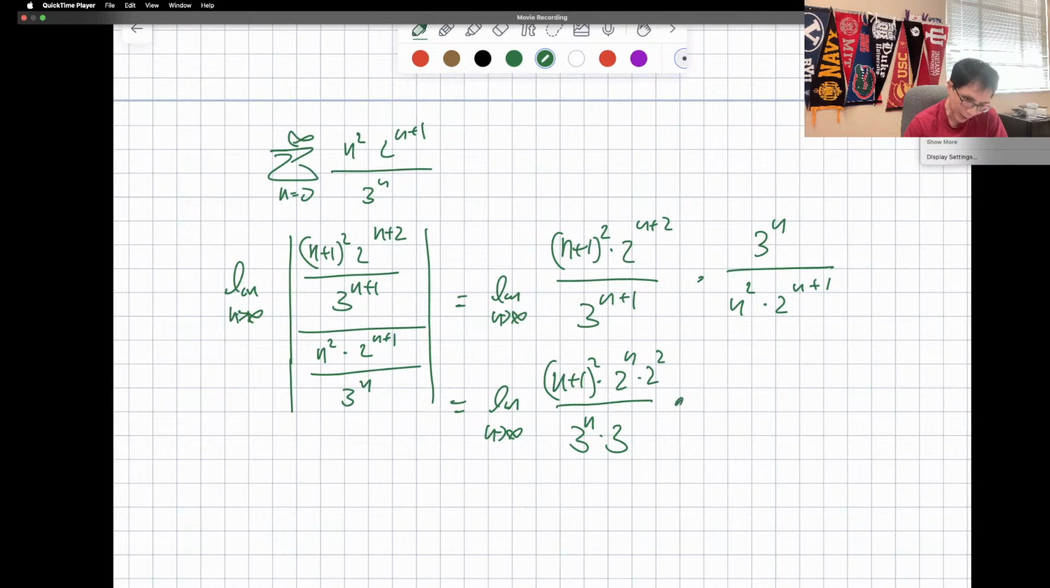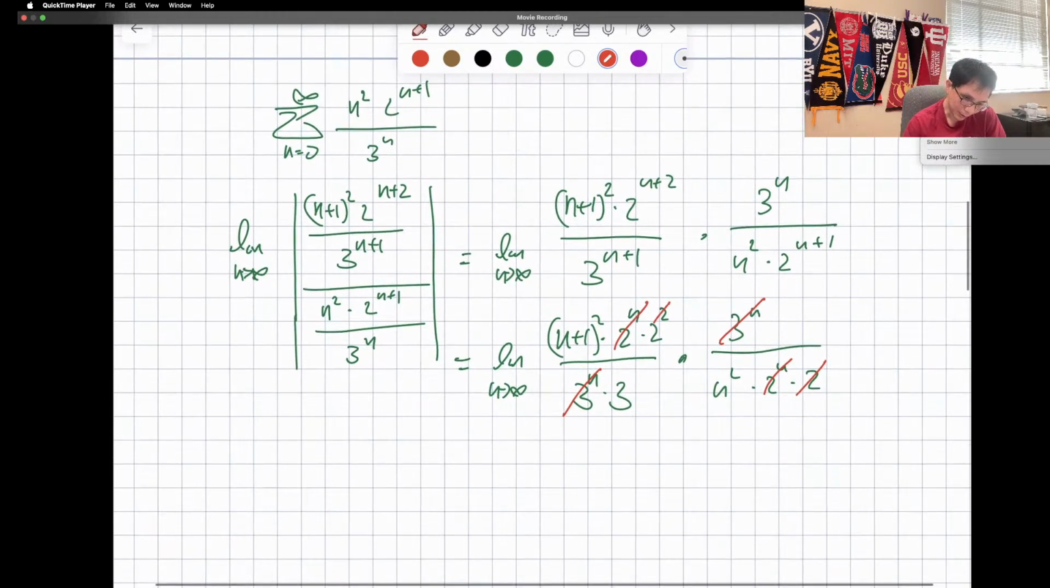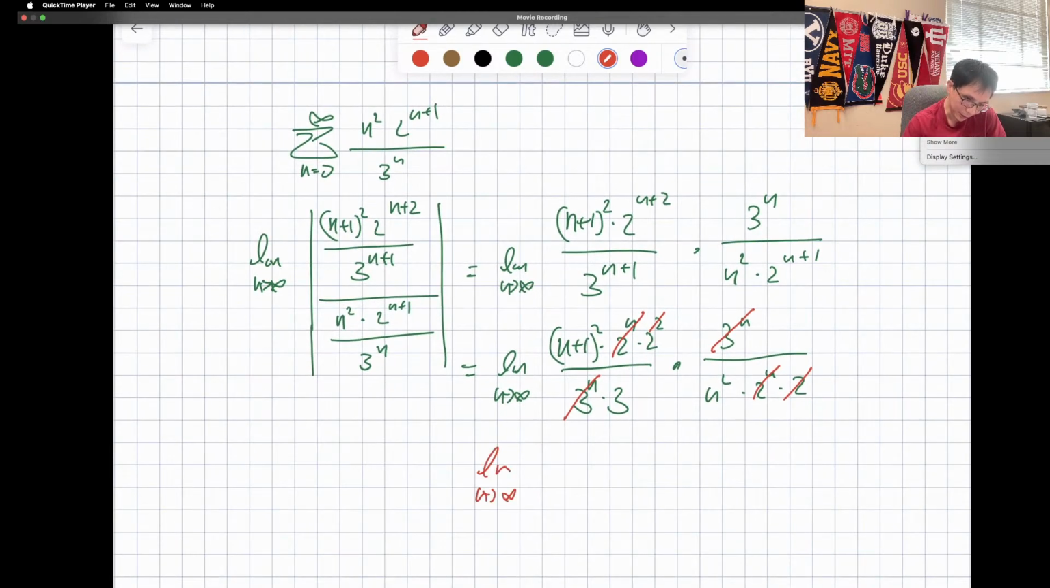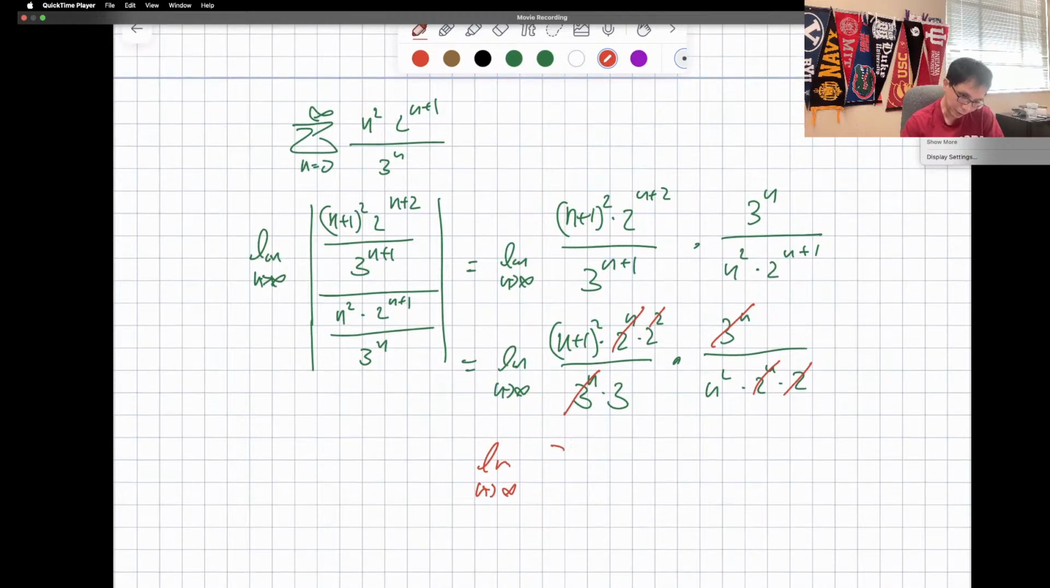And that's times 3 to the n over n squared times 2 to the n times 2. So let's simplify this. That's going to be the limit as n approaches infinity. And what do you have left? I have 2 and 3 on the top, and I have (n plus 1) squared over n squared.